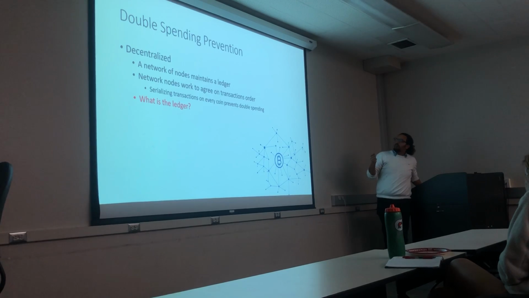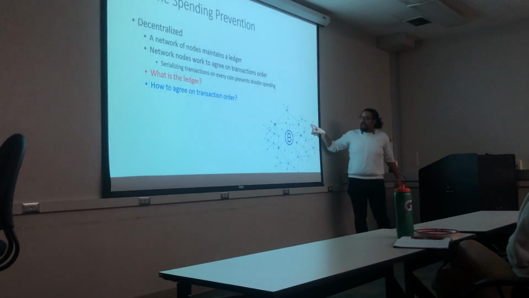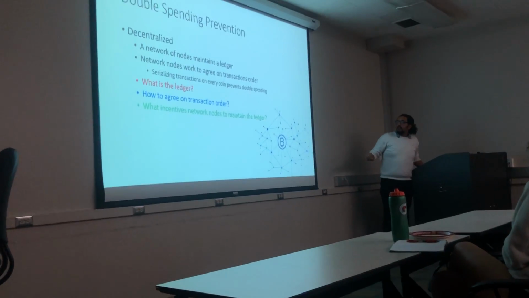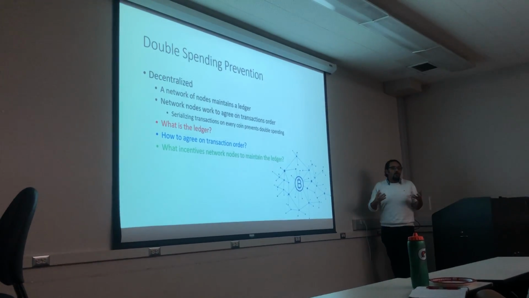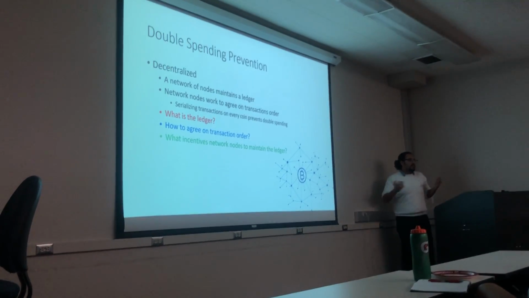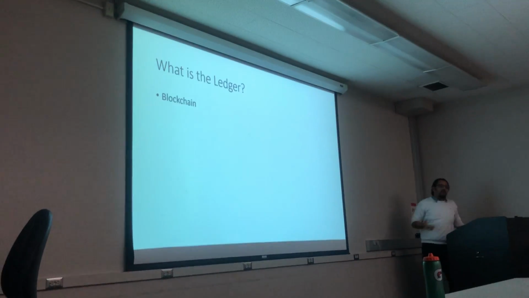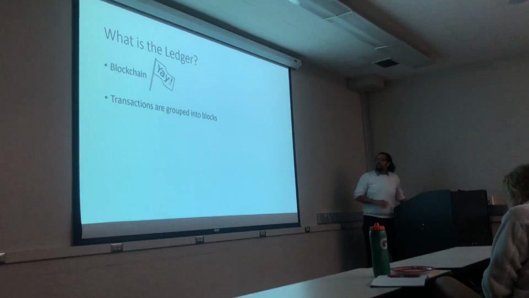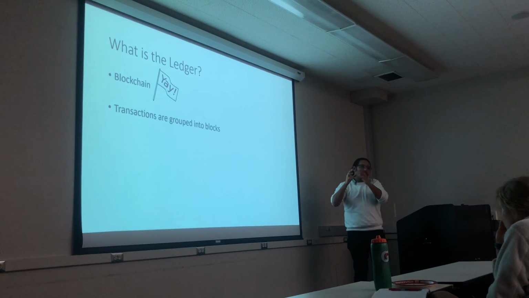So the question now is, what is the ledger? What does it look like? How would the nodes agree on the transaction order? And what is the incentive for these network nodes to maintain the ledger? Why are they running their computers to maintain it? These are all questions that we keep asking. So what's the ledger? It's a blockchain, finally. Talking about blockchain, yay. What's the blockchain? Basically, it's a chain of blocks. Transactions are grouped into blocks.